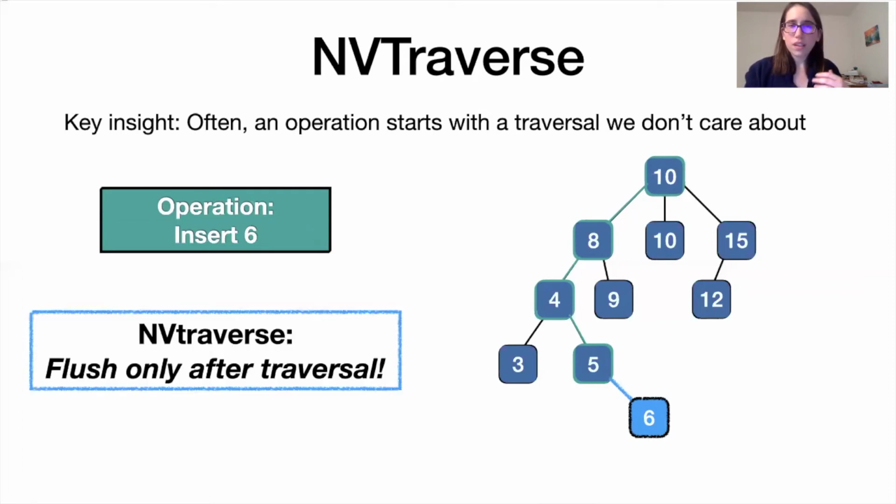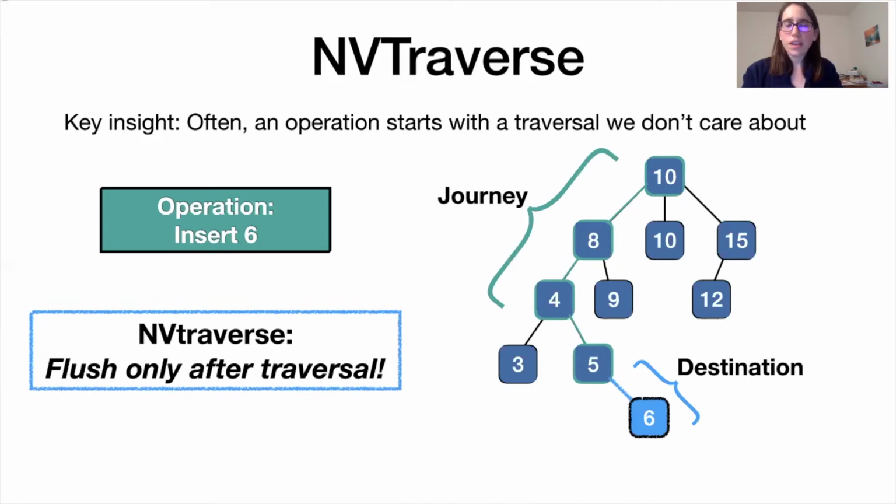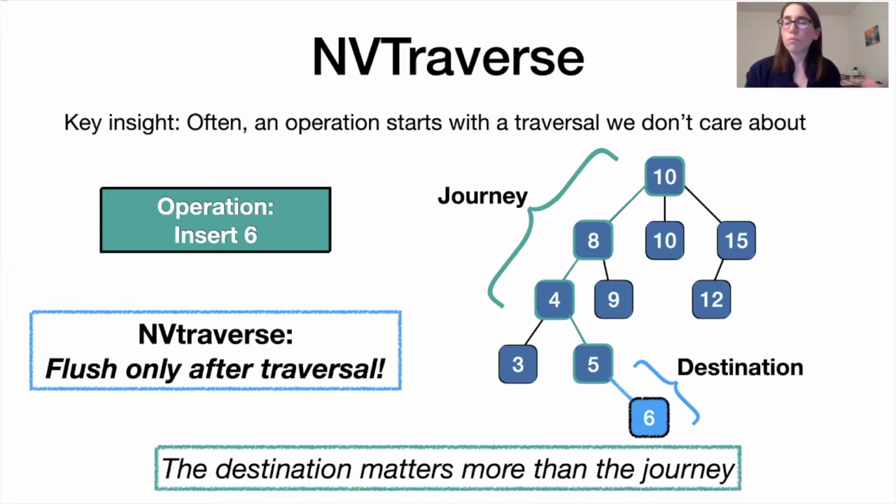And so the insight for NVTraverse is that for such traversals, we don't actually have to flush. And we only flush the parts that come after the traversal. And this is actually where we get the name of the paper from. So we think of the traversal as the journey of the operation, and the place where we do the modification as the destination. And we say that the destination is more important than the journey because that's the only part that needs to be flushed.